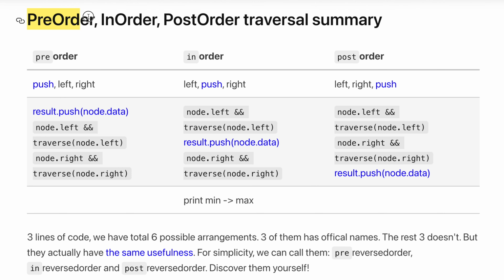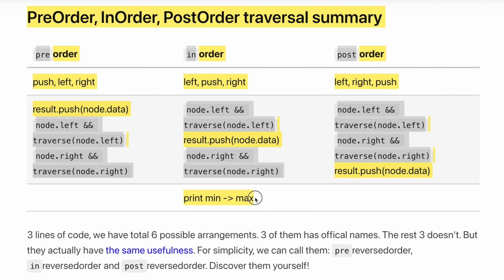Next, let's do a quick summary for our traversals. This is a simple comparison table. PreOrder, we push first before the left and right recursive call. InOrder, we push in the middle of the left and right recursive call. InOrder also happens to be visiting the nodes from minimum to maximum order. PostOrder, we push after the left and right recursive calls. So this is the summary of our traversals.